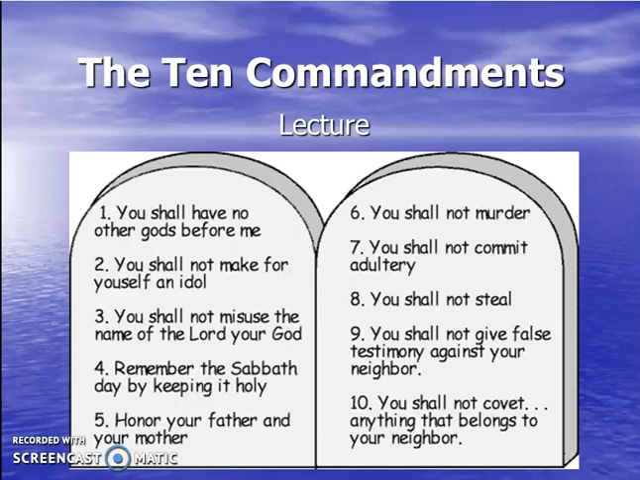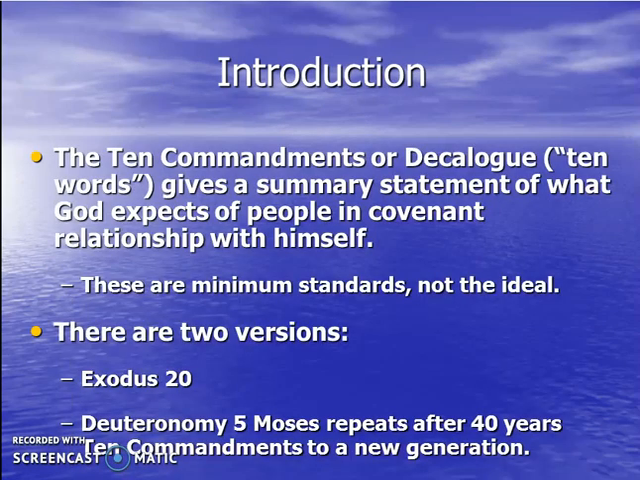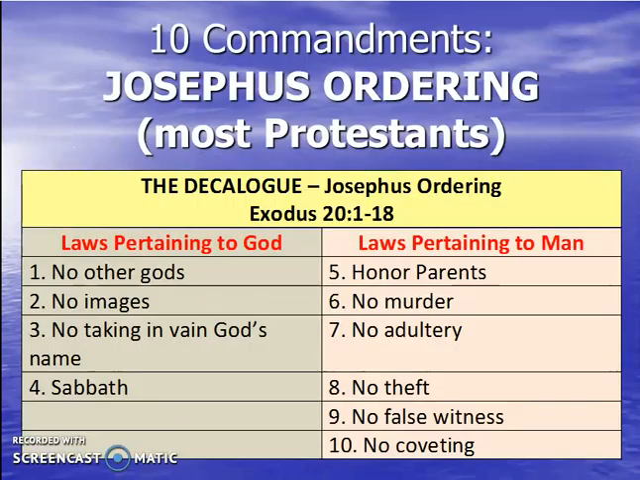I'd like to come back and say more about the Ten Commandments. Again, the Ten Commandments, or the Decalogue, gives a summary statement of what God expects of people in covenant relationship with Him, giving minimal standards, not the ideal. Two versions, one in Exodus 20 and a parallel version in Deuteronomy 5, 40 years later, where the Ten Commandments are reviewed for a new generation.